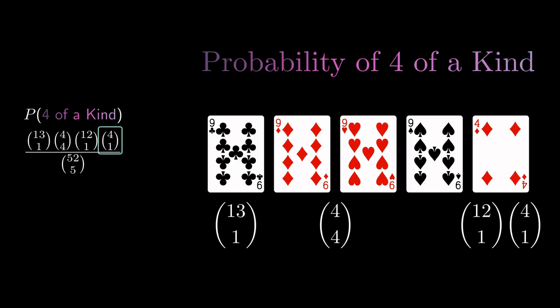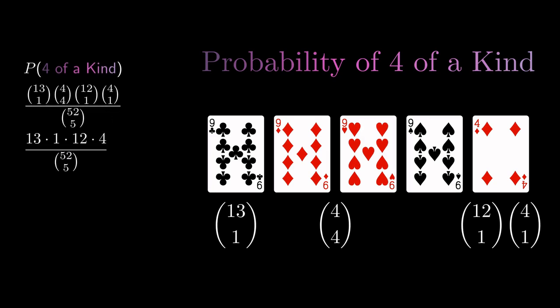Okay. Let's simplify a little bit here. 13, choose 1. It's 13. 4, choose 4 is 1. 12, choose 1 is 12. And 4, choose 1 is 4.